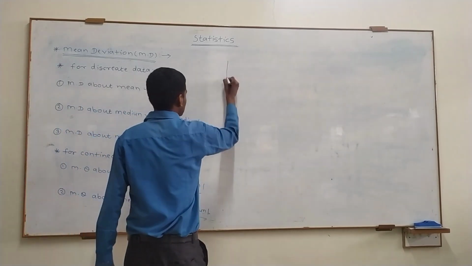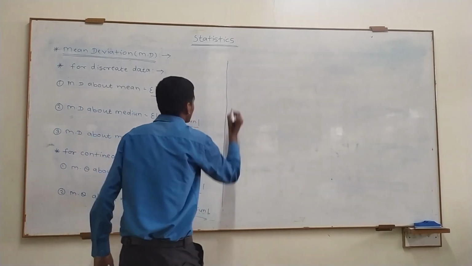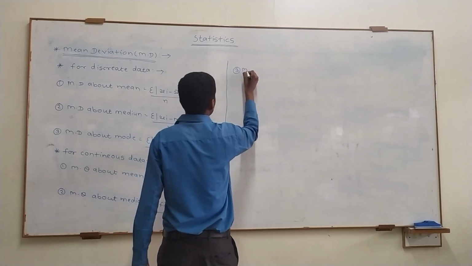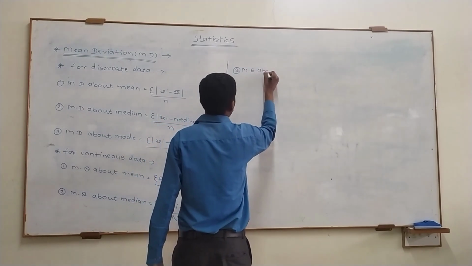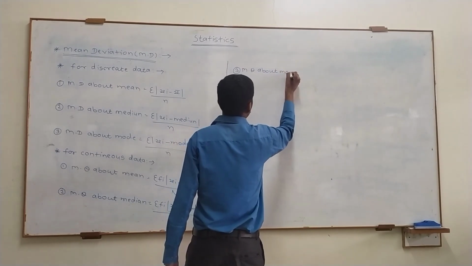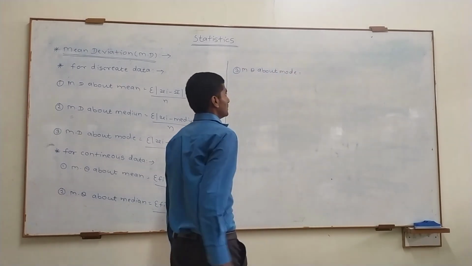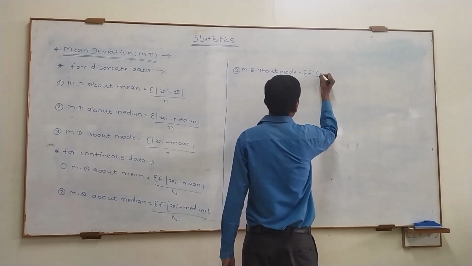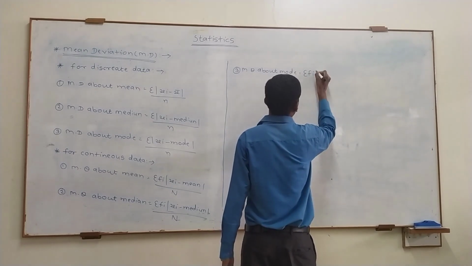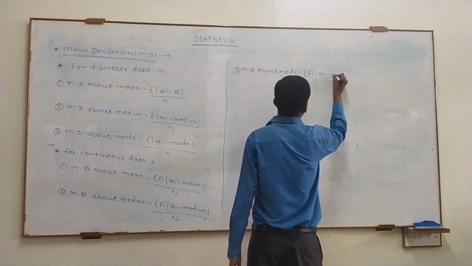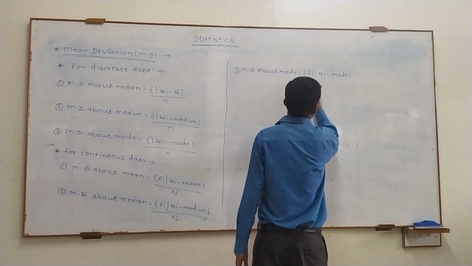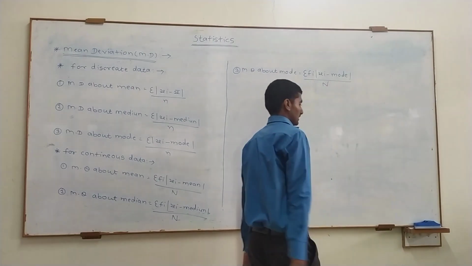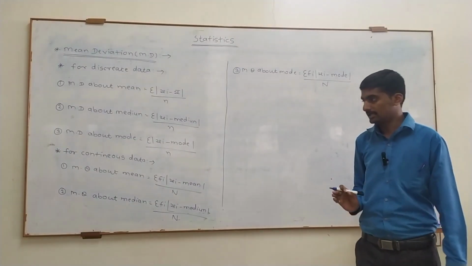The next formula is mean deviation about mode. The formula is the summation of fi times mod of xi minus mode, divided by capital N. So these are all the formulas related to the mean deviation for discrete data and for continuous data.